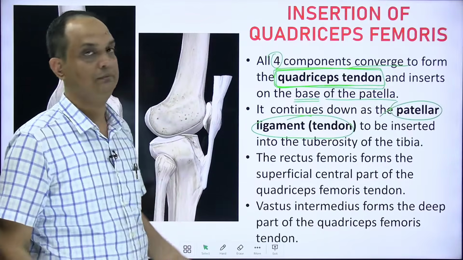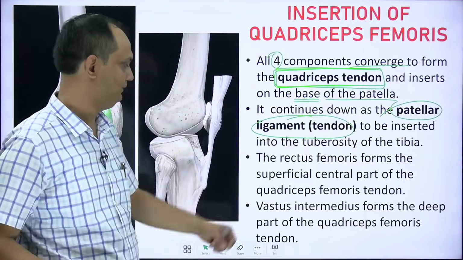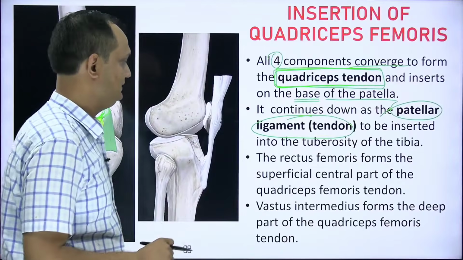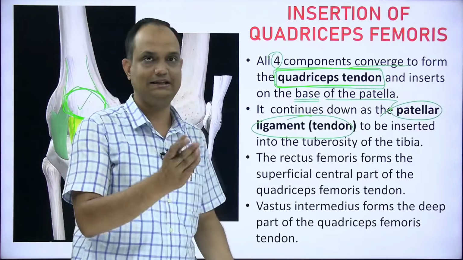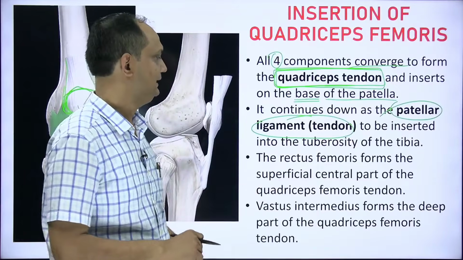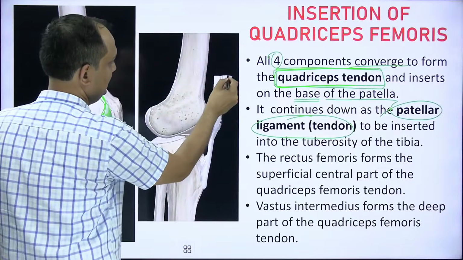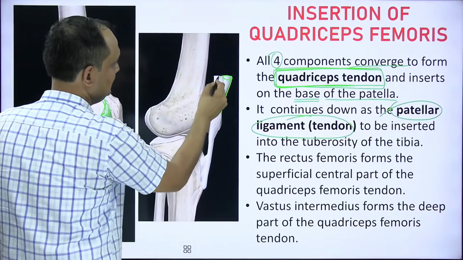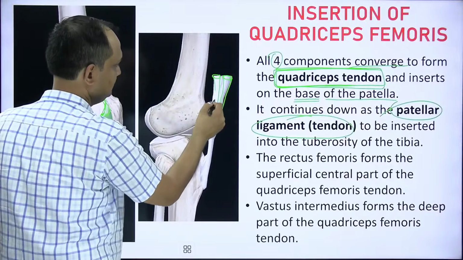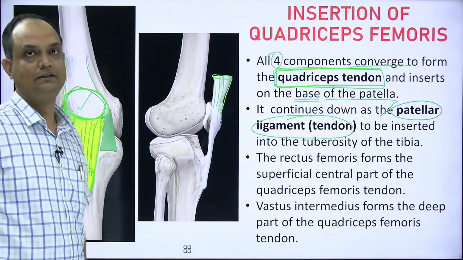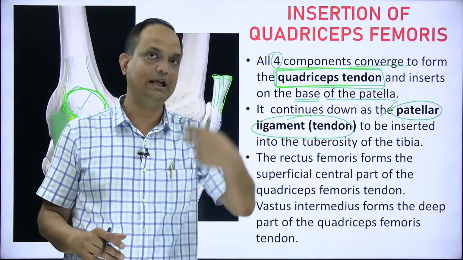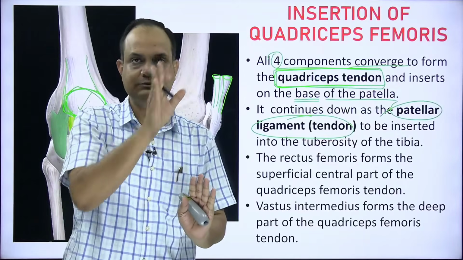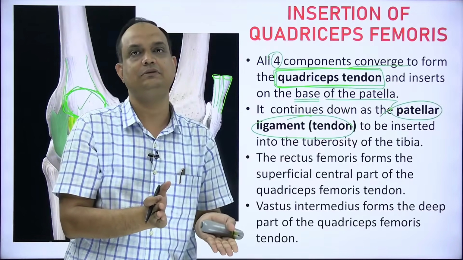Now, the rectus femoris forms the most superficial part of the central part of the quadriceps tendon, and vastus intermedialis lies just deep to the rectus femoris. In this diagram you can see there are two tendons. One is the most superficial fibers of the rectus femoris, and just deep to this are the fibers of vastus intermedius. These are the two midline muscles, one is the rectus femoris and behind that vastus intermedius. Vastus medialis is placed medially and vastus lateralis is placed laterally.